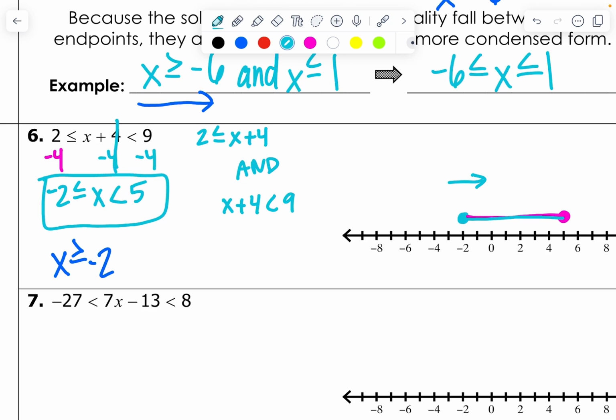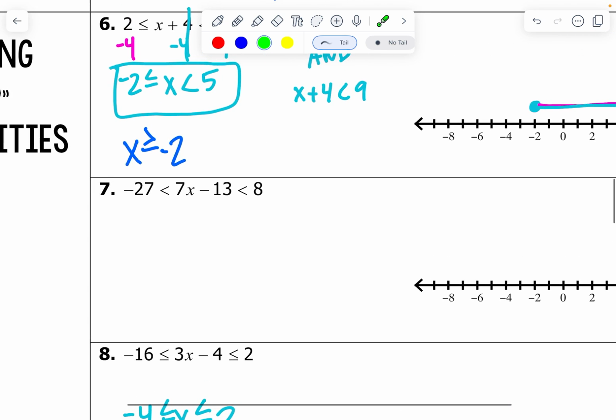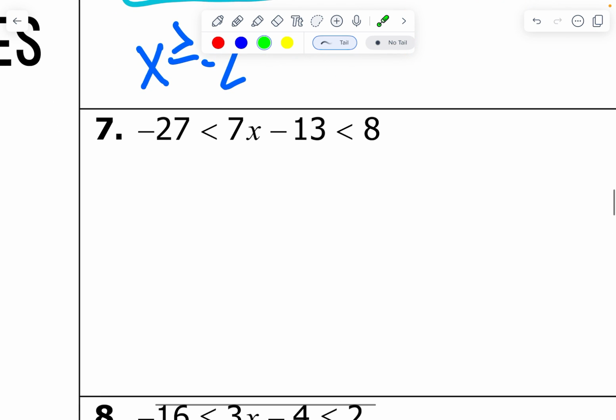You don't have to do 2 colors. If it helps you though, you're welcome to. And that's it. So our solution is shown both in our answer here and in our graph. Okay, let's do one more together, and then I'll give you some independent think time.